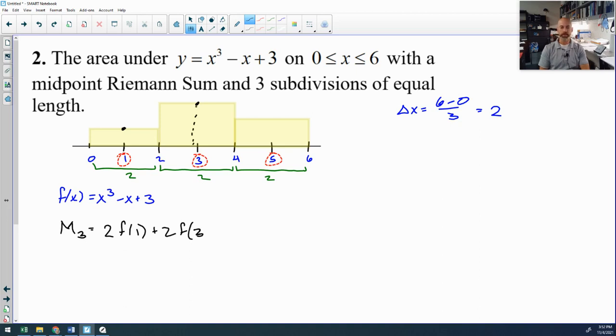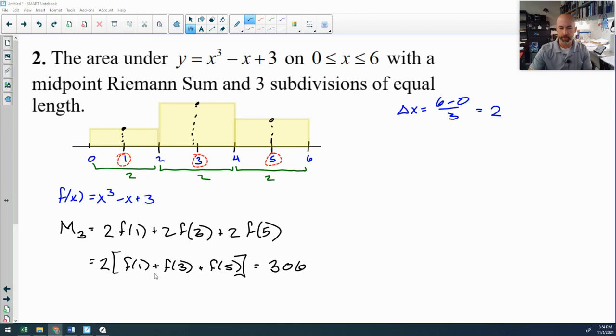Wow, that was a horrible vertical line. And then my last one, a base of 2 again, and the function's value at 5 will be the height of my last rectangle. And then we can factor out the 2, throw this in a calculator to get your final answer for the midpoint Riemann sum. And I plug that in a calculator to get 306 for our midpoint approximation for this function.